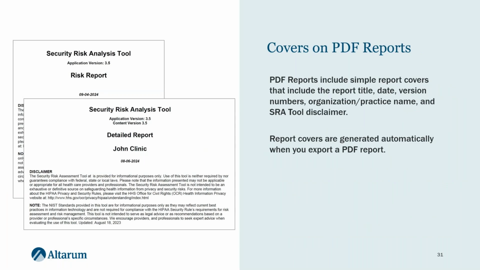In the 3.5 version, we've also added cover pages to the exported reports that you can save for later. The cover pages are going to include the report name, the date, the version number that you're using, the organization or practice name, as well as this SRA tool disclosure. Right now, we don't have cover pages in the Excel version of the detailed report. Next slide.